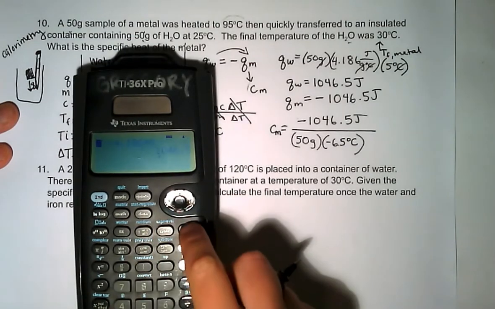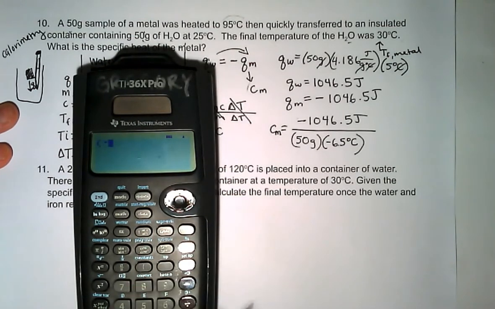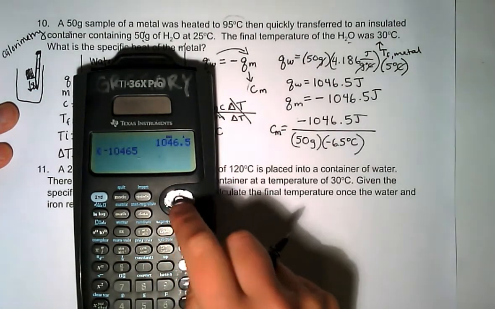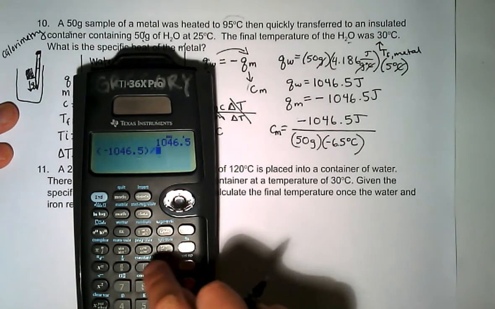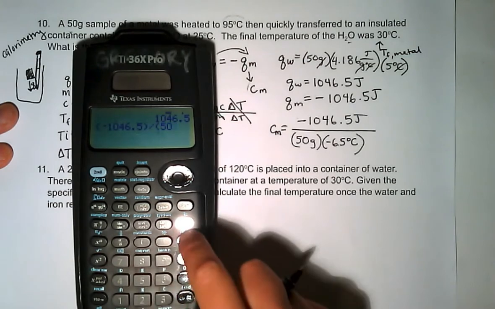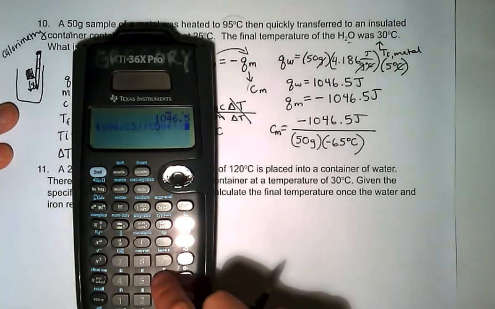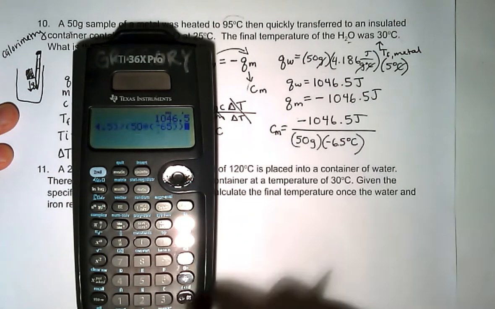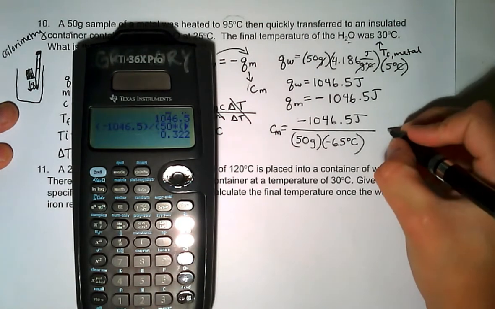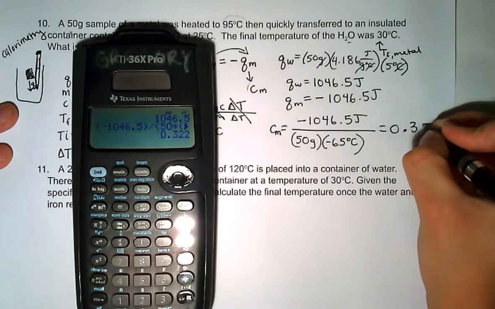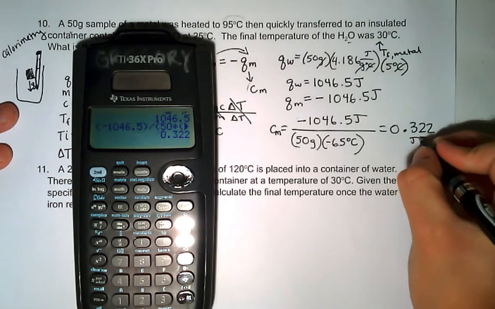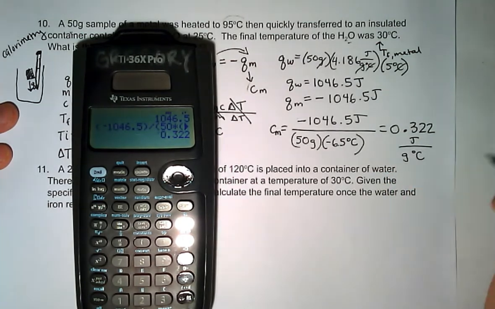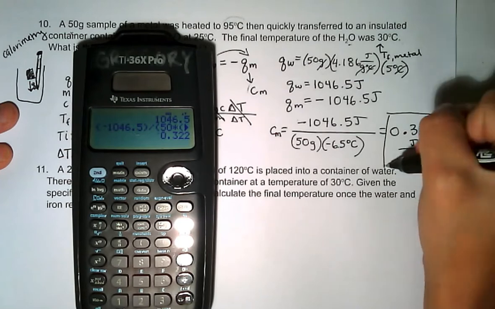So I'm just going to do negative 1046.5, close parentheses, divided by 50 times, and I'm going to open a new set of parentheses, negative 65, close parentheses, close my denominator, hit enter. And that gives me a value of 0.322, and my units, of course, are the long units of joules per gram times degrees Celsius. So that is the specific heat capacity of my metal.